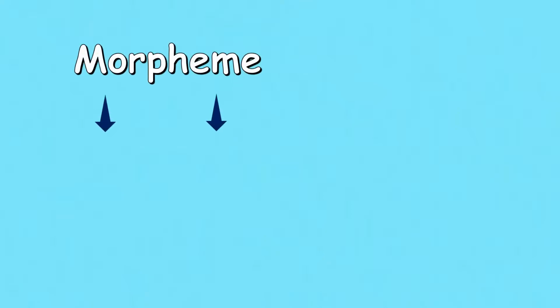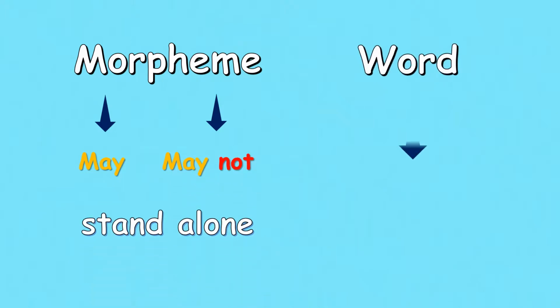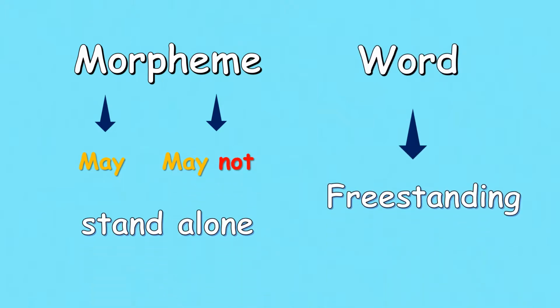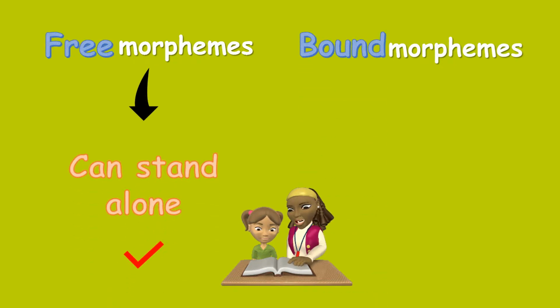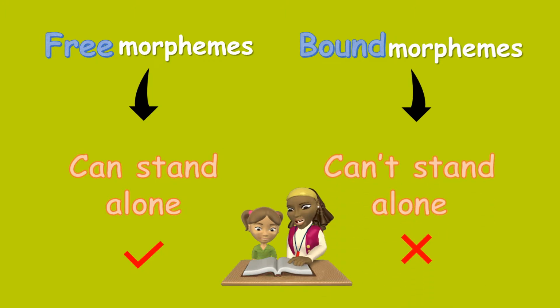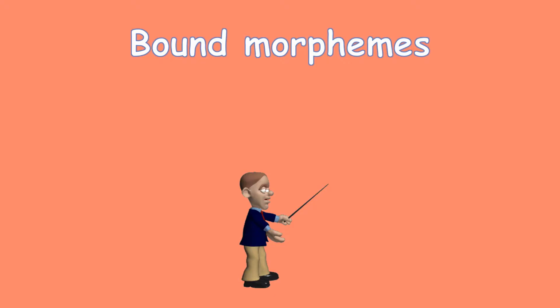It may or may not stand alone, and is unlike a word because it is not freestanding. Morphemes can be classified as free or bound. Free morphemes can stand alone to function as words, and bound morphemes can only be attached to another part of a word. These can be classified as derivational or inflectional.